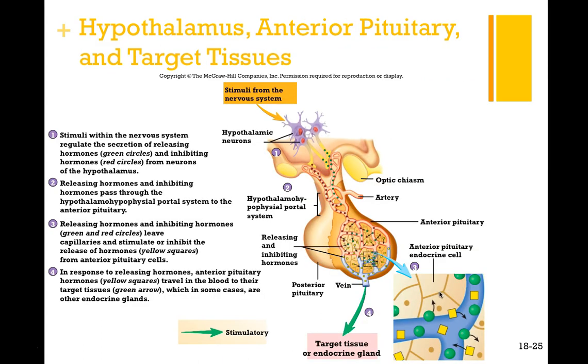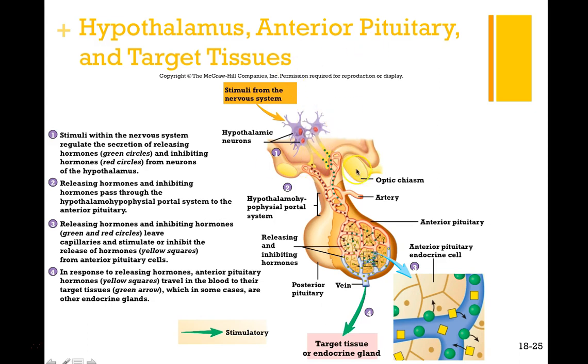So this figure here is going to discuss how stimuli from our nervous system travel from our hypothalamus down to our pituitary gland and over to the target tissues. So let's take a look at the number one over here. You can see these neurons here that are either releasing hormones, which means we are going to stimulate another hormone to be released, or they can release inhibiting hormones, which would stop the release of certain hormones.